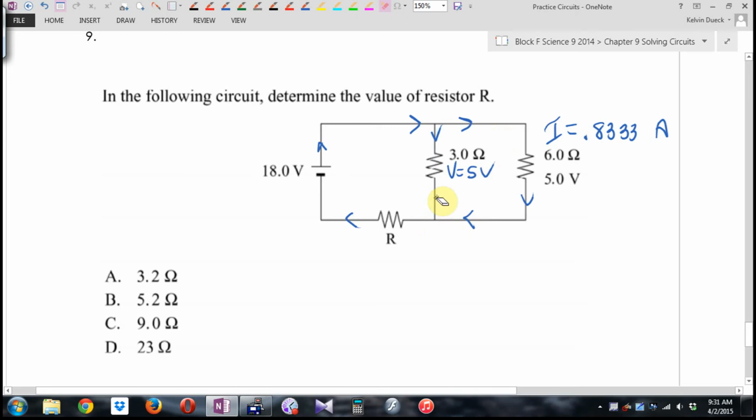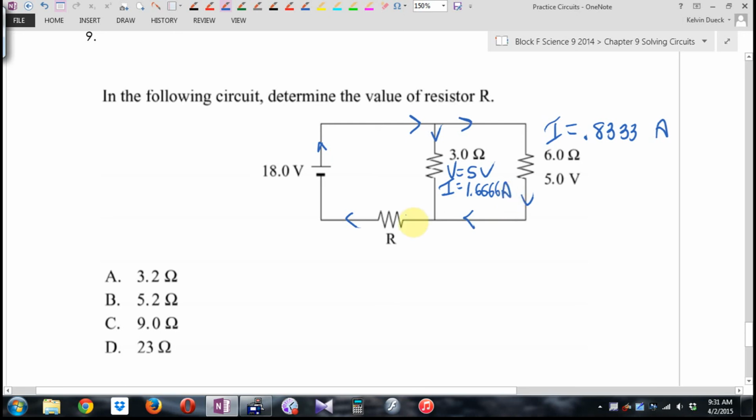I now know 2 things in that middle resistor. What's the current there? Amps. Is that okay so far?